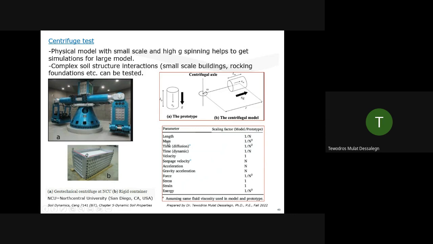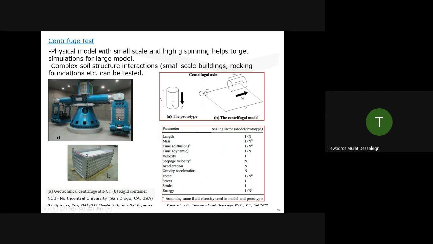All this length, mass, time, velocity, is with respect to N, where velocity remains constant, it's 1 times. But acceleration is N times, because if you apply N times force on the dam, then that's equivalent to N times the model. So a 1 meter size in the centrifuge can represent N times the size in the actual realistic model or prototype. So this centrifuge is very expensive equipment. The idea is clear. It spins and creates a situation of high force.